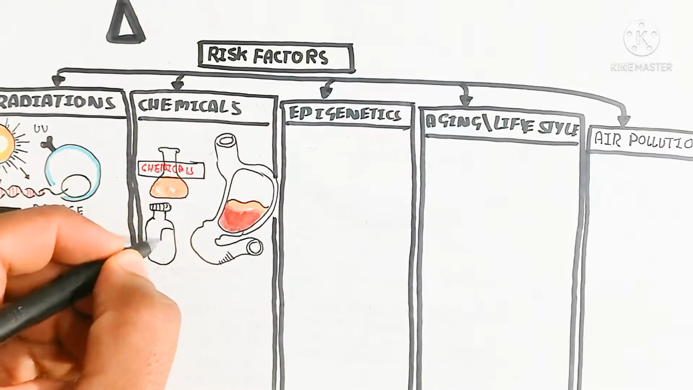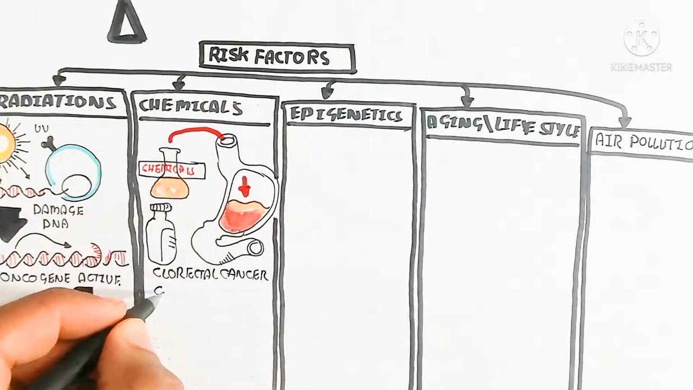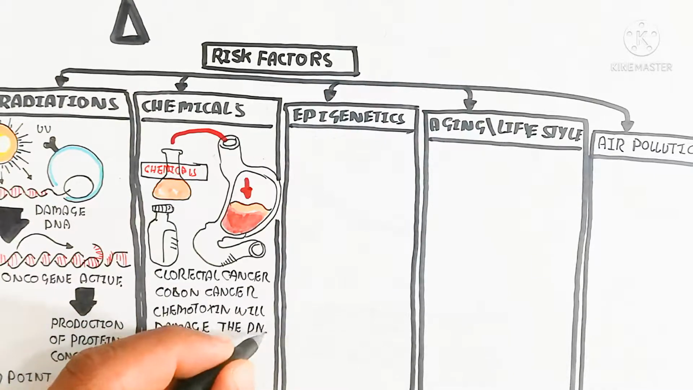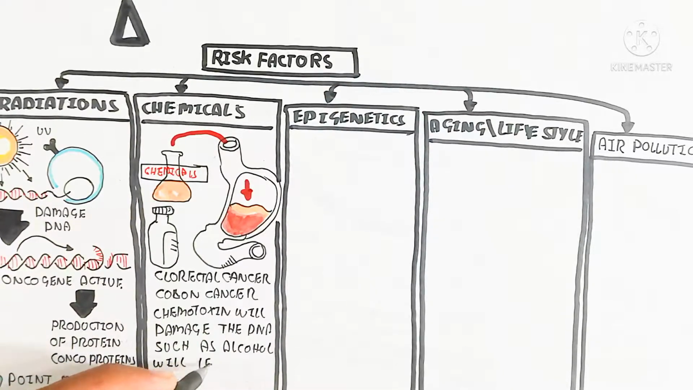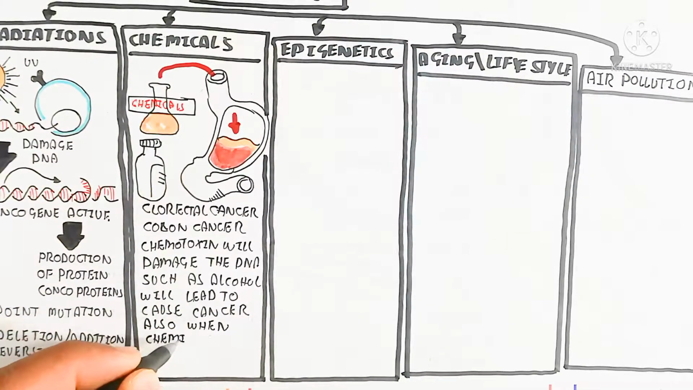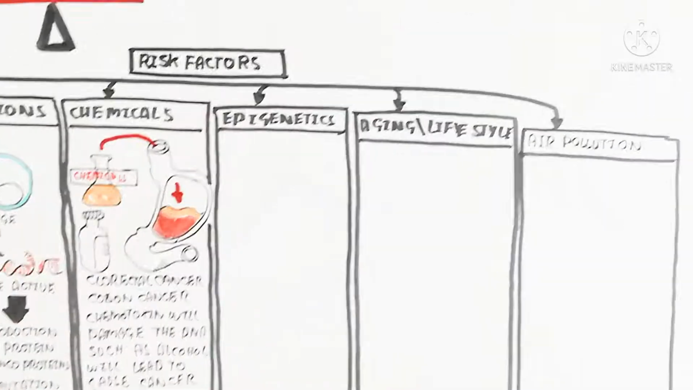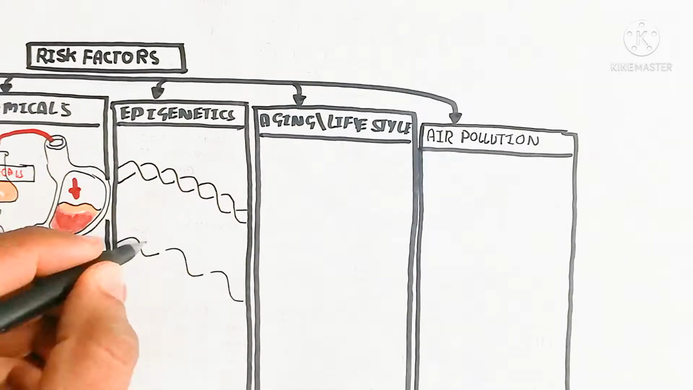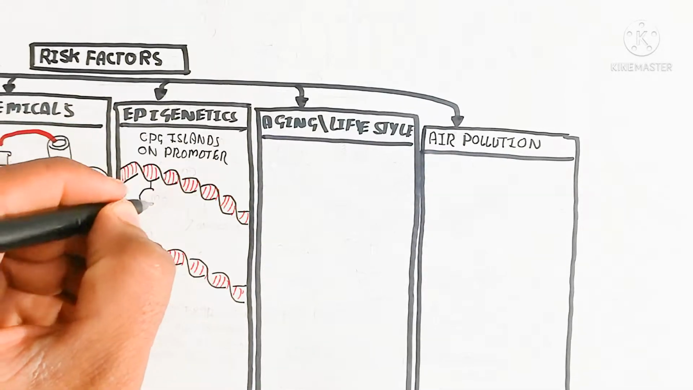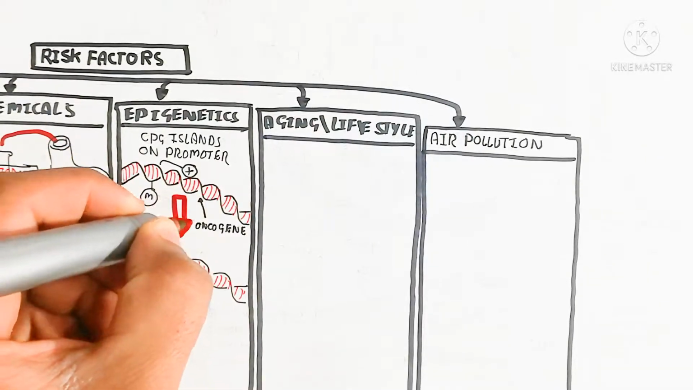So here is the chemical. Chemicals can be chemotoxins or other things, such as alcohol or medicine. In this way you can see colorectal cancer, colon cancer, and chemotoxins will damage the DNA, such as alcohol will lead to cancer. Also, when chemicals are absorbed, they affect other organs. So in this way here you can see colorectal cancer caused by chemotoxins and medication, which trigger DNA changes and mutation, and epigenetic changes, which is basically also related to epigenetics.